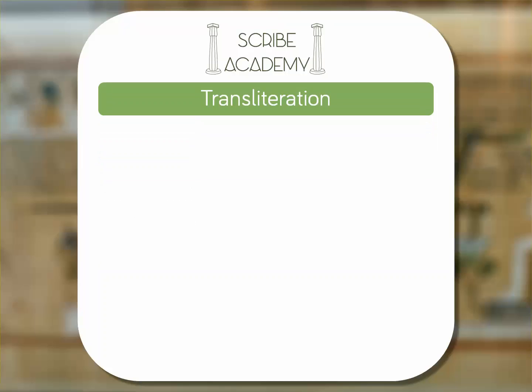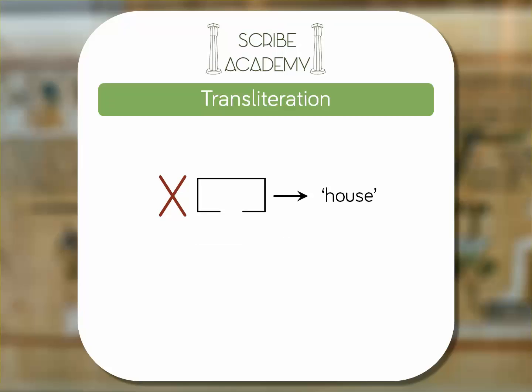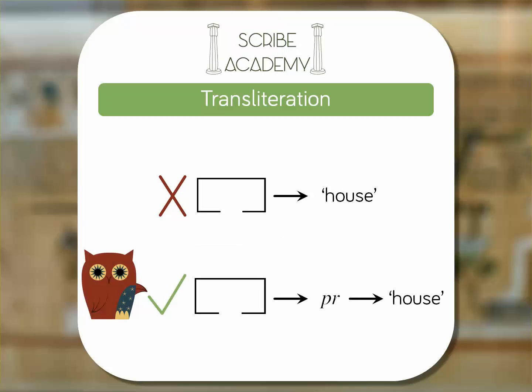Transliteration is a system of converting hieroglyphs into Roman script, the alphabet we use in languages such as English, before translating them. Take, for example, the word house, per, in Egyptian. We don't translate straight from hieroglyph to house. We transliterate the hieroglyph to the Roman letters P and R, and then translate to house.